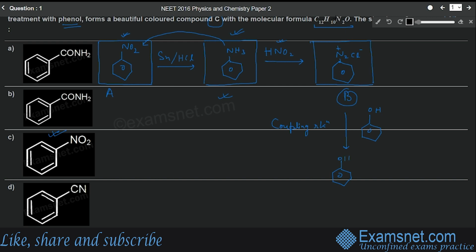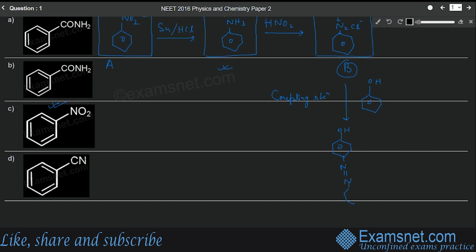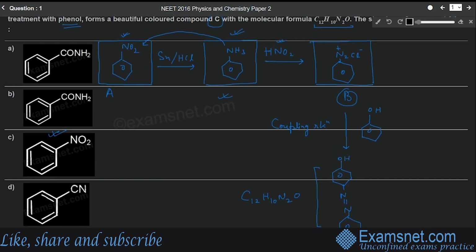this is the OH phenol part, and here a nitrogen nitrogen double bond, and on this side we have a benzene ring again. So these two will be coupled together, and this is the colored compound that the question is mentioning. Its formula is C12H10N2O. But we had to identify the compound A, so that is none other than nitrobenzene. Therefore option C is the correct answer.